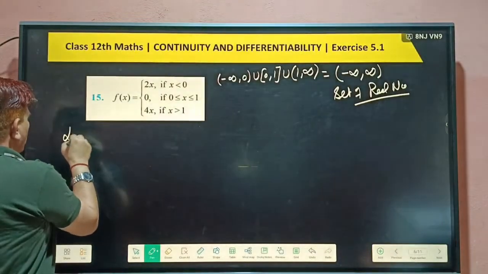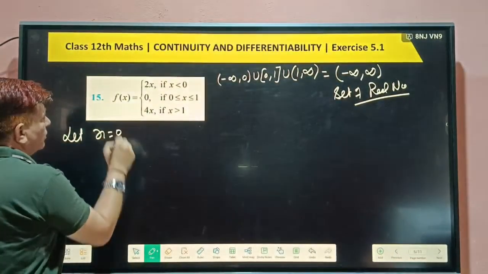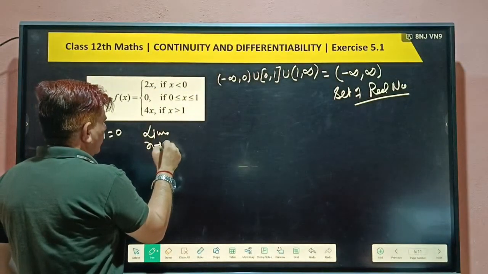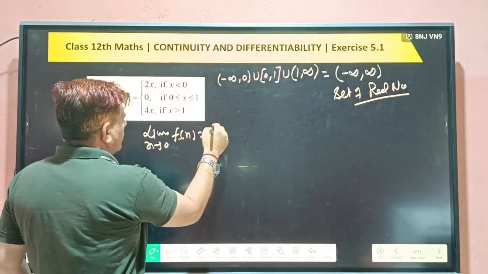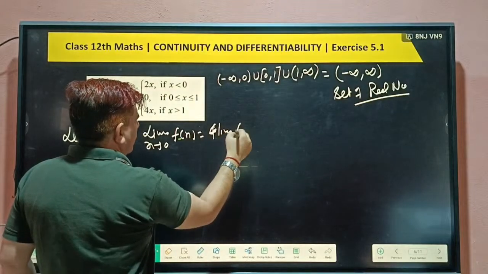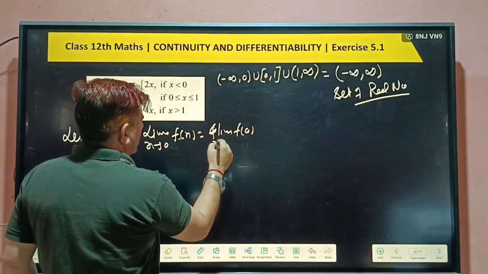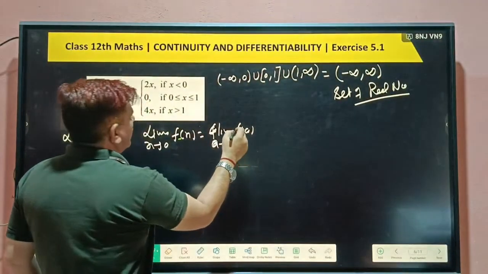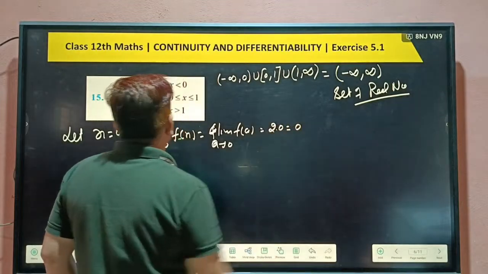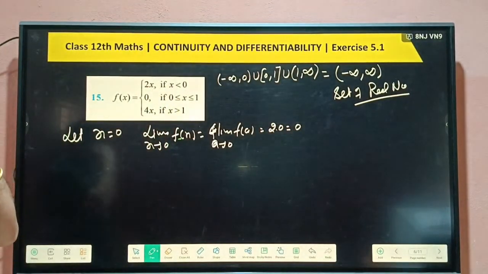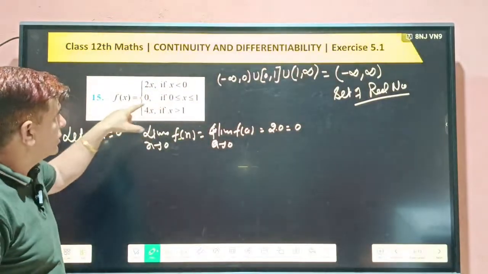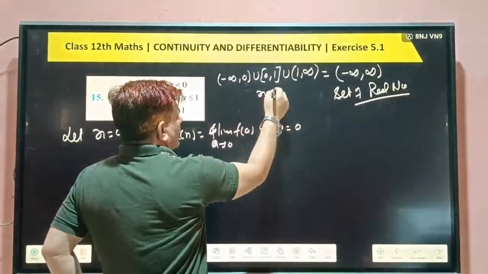So let x equal to 0. So limit x tends to 0 of f of x is equal to f of 0. f of a x, a tends to 0, is equal to 2 into 0, how much? 0. In place of x, what can we write? 0. So what can we find out in this way? x is less than 0.